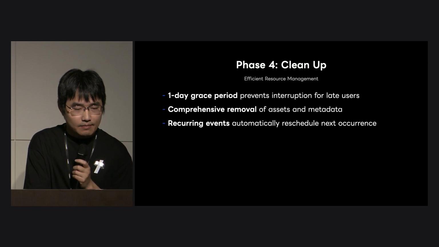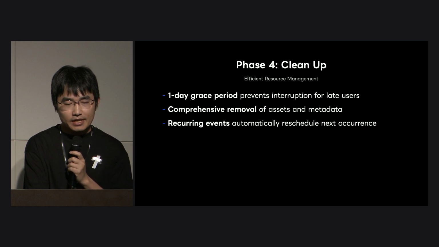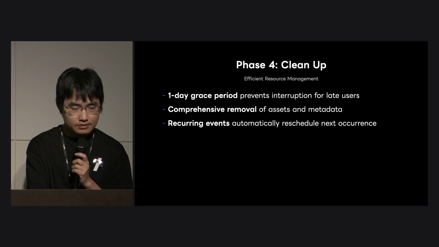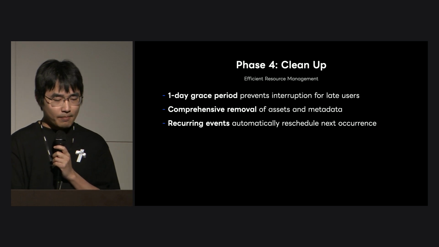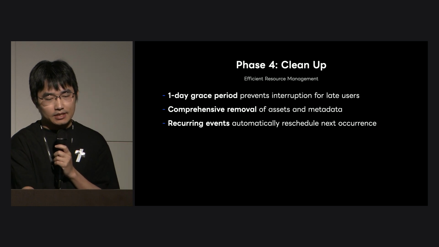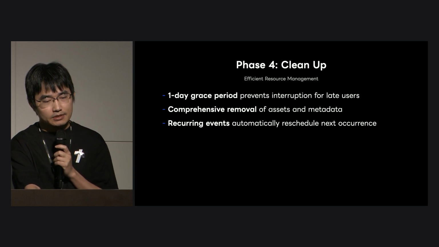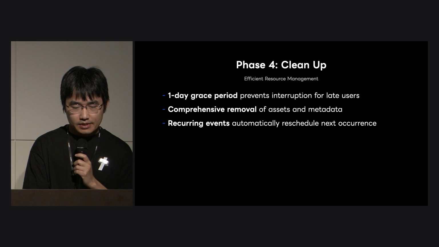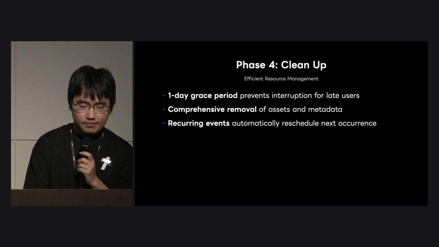And why do we have this grace period? It ensures users who open the LINE app late, maybe at the very last minute on their birthday, can still experience the full celebration without disruptions. The cleanup process is comprehensive. It deletes the assets, removes database entries, and for recurrent events like birthday, phase 4 also automatically calculates the next occurrence of the event and schedules for the next occurrence. This proactive scheduling approach is what keeps our system performing well across millions of devices, regardless of user behavior pattern.